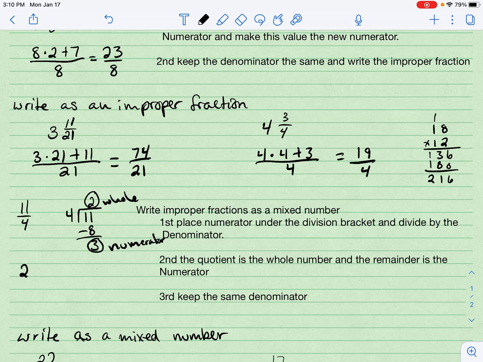So our whole number is 2. Our remainder 3 is our new numerator. And then our denominator stays the same. And that's the third step. It says keep the same denominator. So 2 3/4.